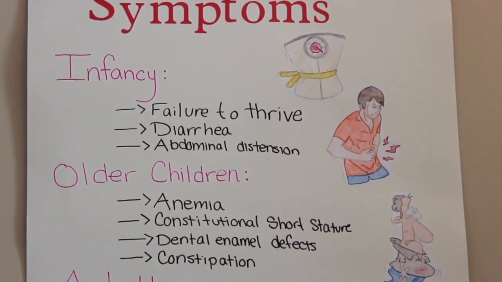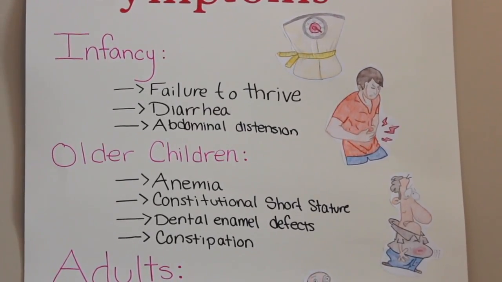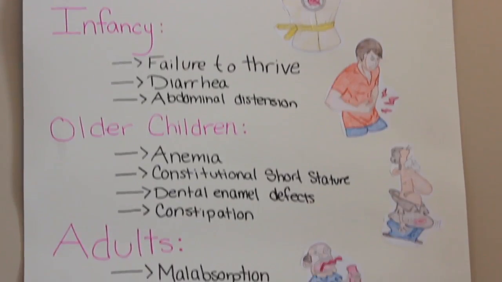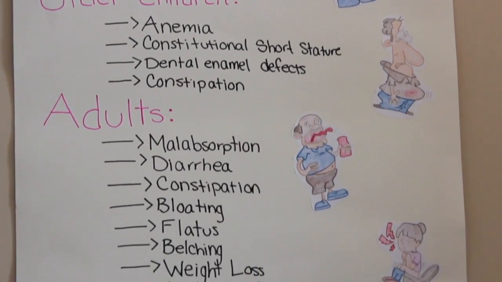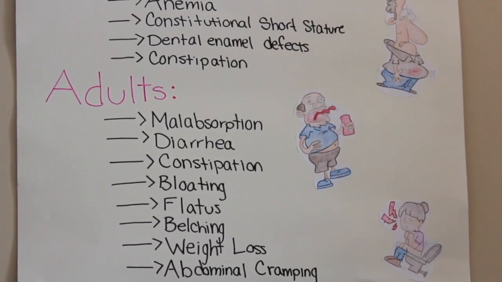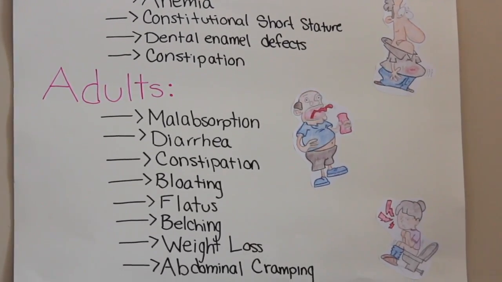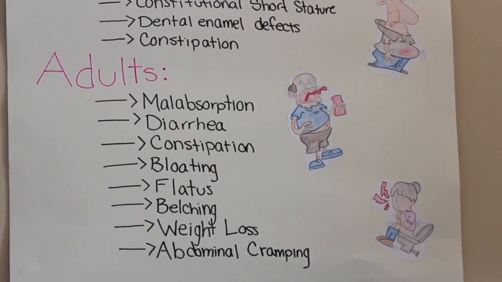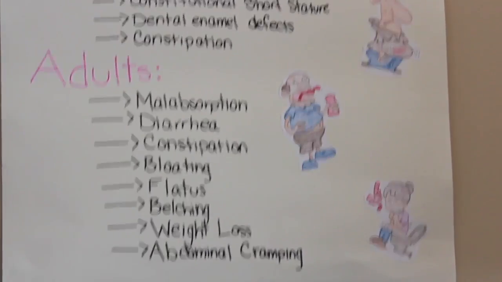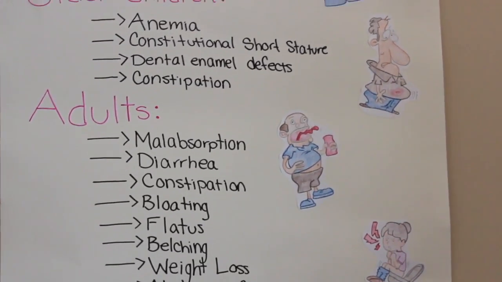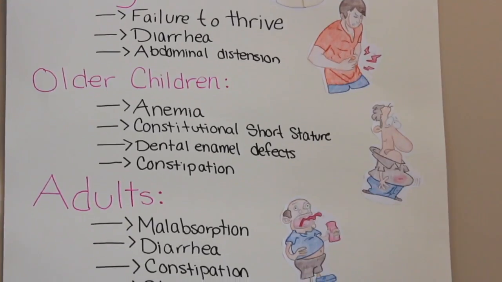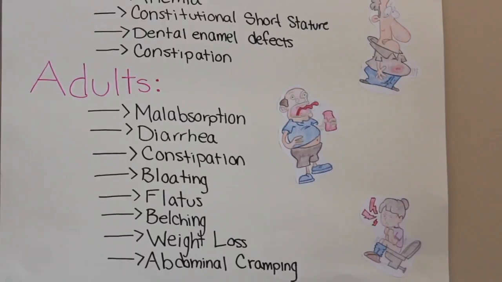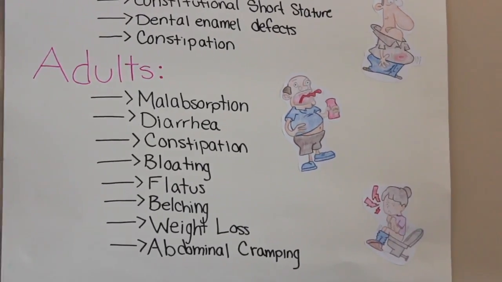Some symptoms of celiac include, for infants, failure to thrive, diarrhea, and abdominal distension. For older children, anemia, constitutional short stature, dental enamel defects, and constipation. And for adults, malabsorption, diarrhea, constipation, bloating, flatus, belching, weight loss, and abdominal cramping. And we'd like to focus on a few of these, such as failure to thrive, malabsorption, and abdominal cramping. These are all caused by the inflammation of the villi and the inability to absorb nutrients.